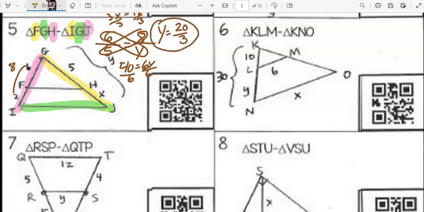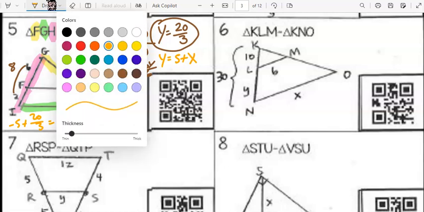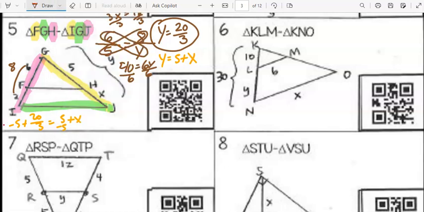We know that y equals 5 plus x. So then we have 20 over 3 equals 5 plus x. Subtract 5 from each side. We want to get the same denominator, so we're going to multiply the 5 by 3 over 3. And that'll give you negative 15 over 3 plus 20 over 3. And that gives you 5 over 3. That's x.